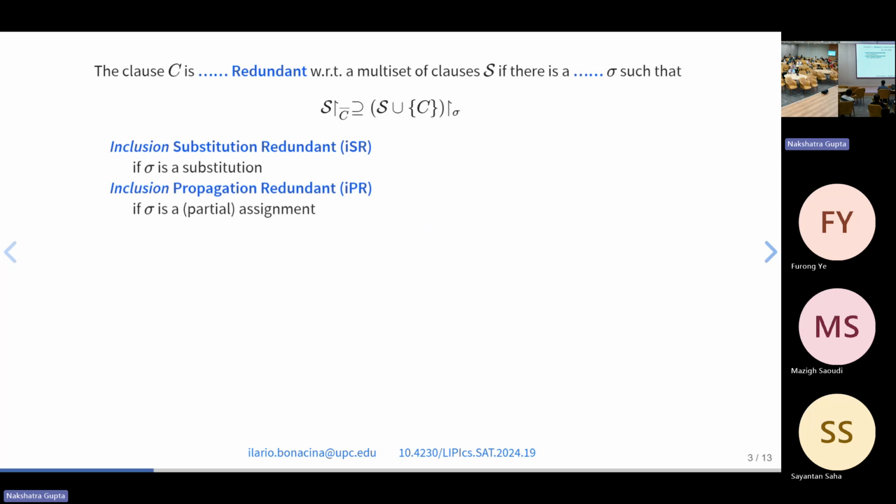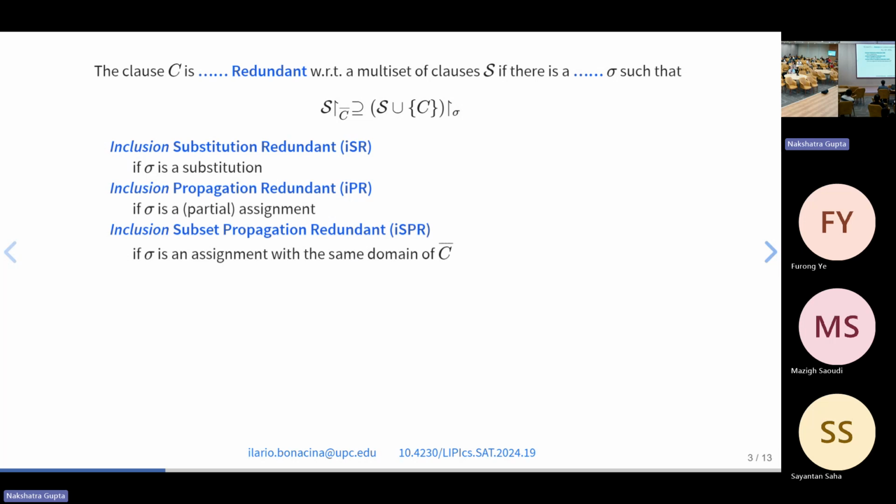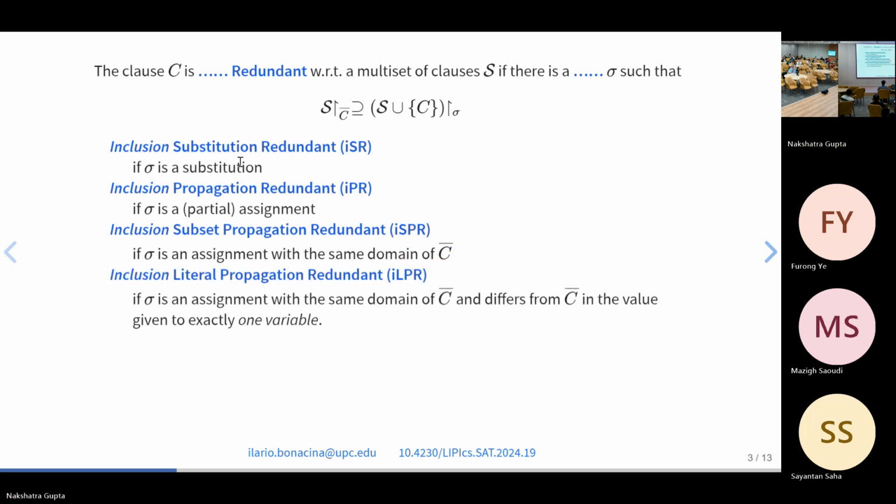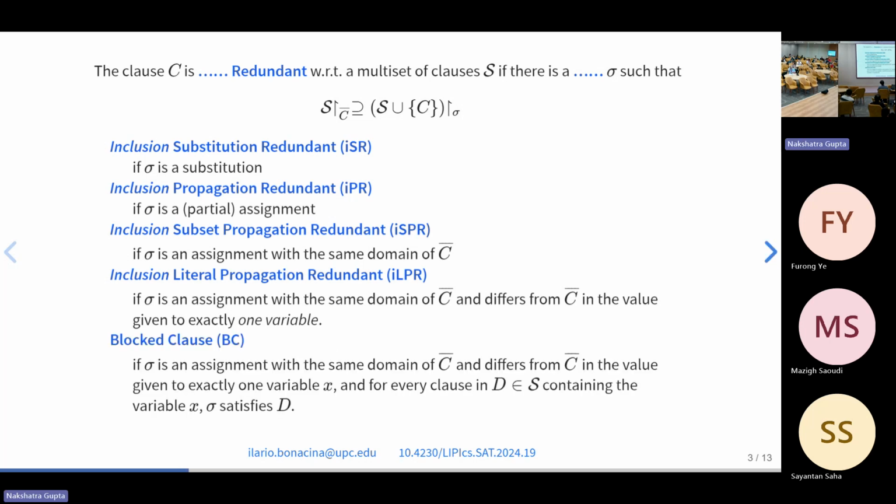A slightly weaker one is if sigma is a partial assignment. There is a lot of terminology that is probably not that useful for remembering these rules, but the rules are listed from the strongest to slightly weaker, and so on. The third one is subset propagation redundance, where we have an assignment and now we restrict further to have the same domain as C bar. Literal propagation redundance, or also RAT, is when sigma is an assignment with the same domain, but now you change only one variable. In SPR, you are allowed to change more than one variable. And blocked clause, you might know what it is. This is just a very strange formulation of what a blocked clause is, just to say it fits the framework.